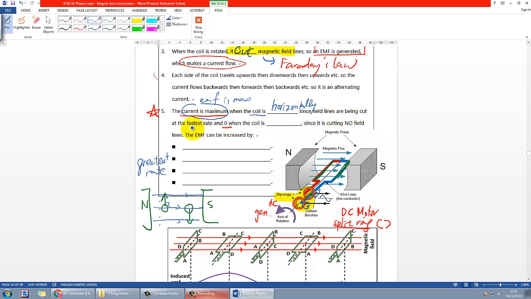Since field lines are being cut at the fastest rate, and 0, apparently, will be the other extreme, which is vertical. I should say vertical, not vertically, and horizontal.